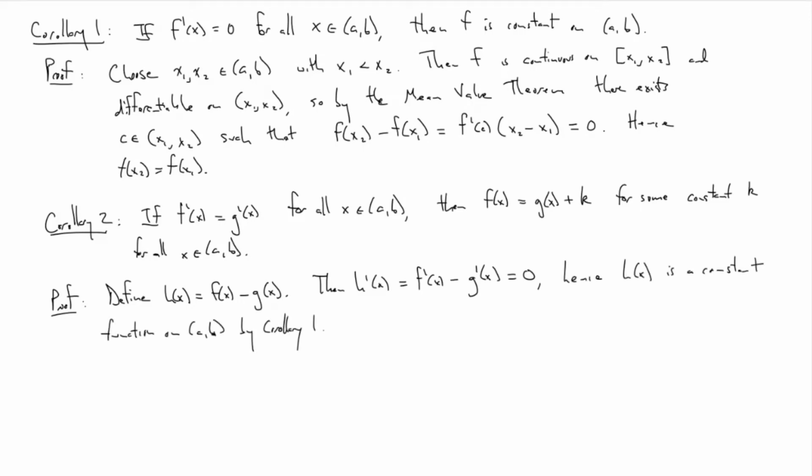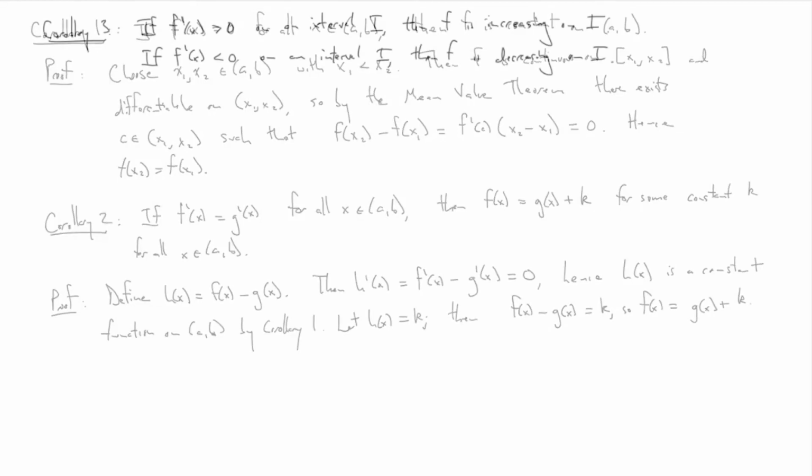And by the previous corollary, the one that we just proved, that means that h is a constant function. Its derivative is 0, so it has to be a constant. And if we give that constant a name, k, for example, and let h of x equal k, well, h of x is f of x minus g of x, so we get that f of x minus g of x is equal to k. And just as we claimed, f of x is g of x plus the constant k. So that completes the proof of this second corollary.